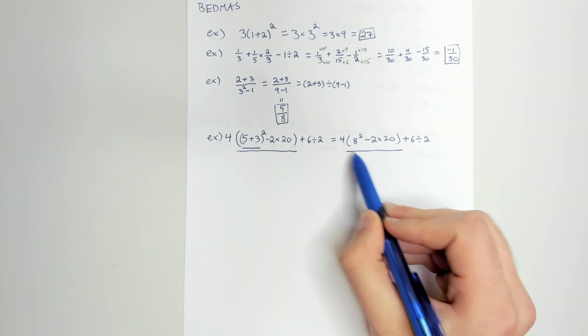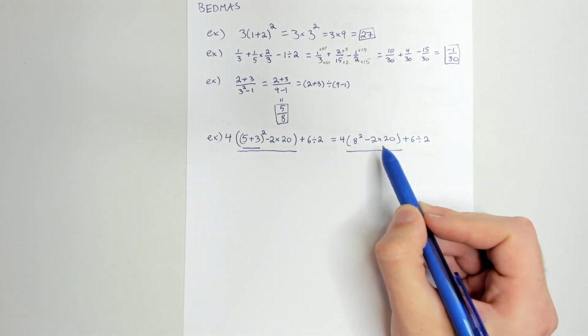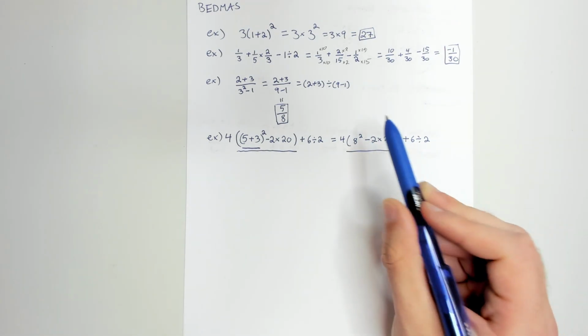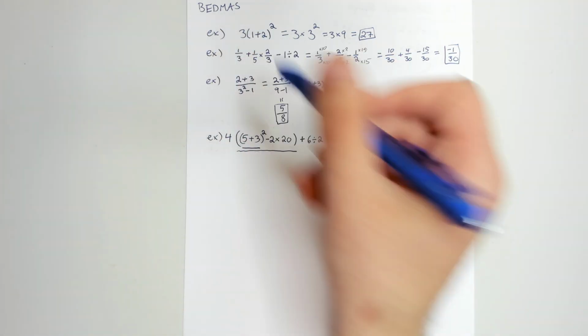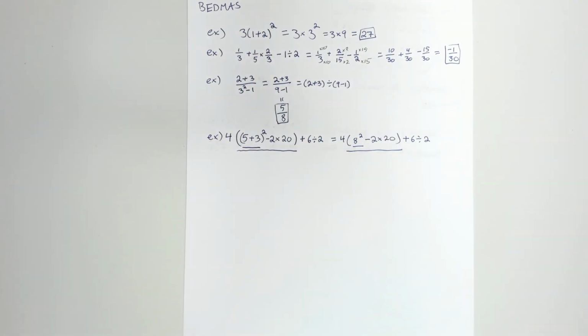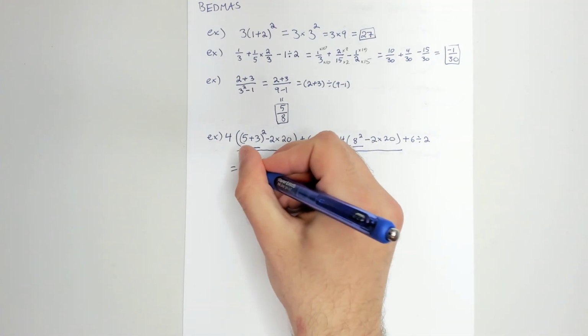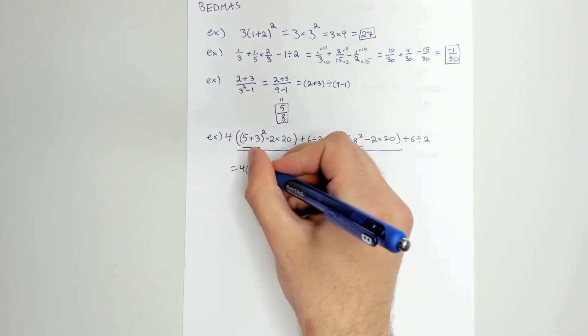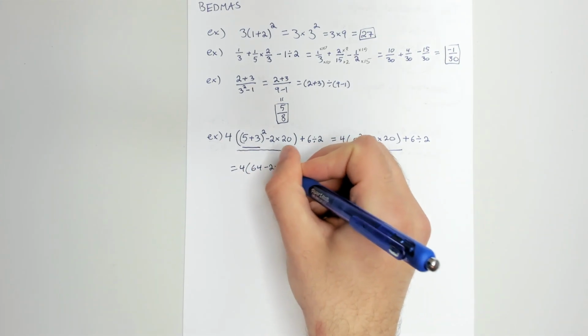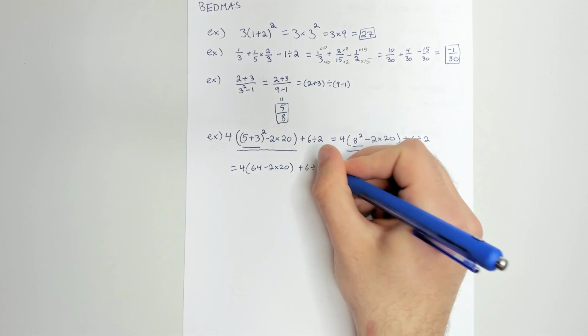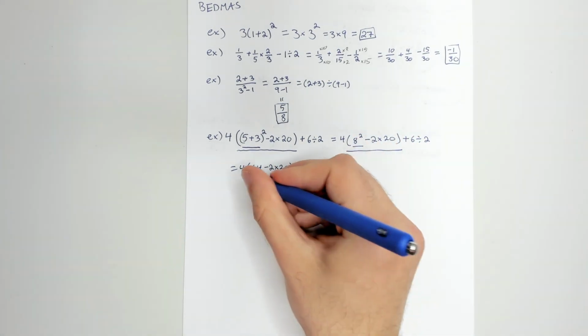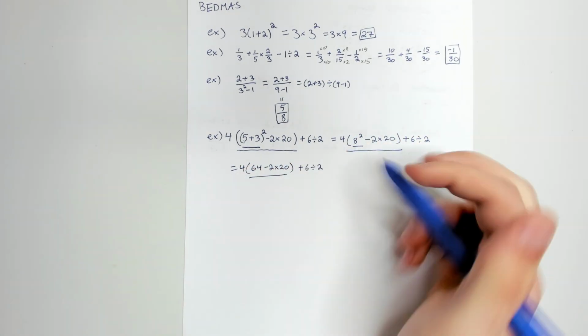So we're focusing on this again, and inside of it, what do we do first? Well, we have an exponent, we have a subtraction, and we have a multiplication. So just following BEDMAS, we do the exponent first. 8 squared, that's 8 times 8, which is 64. So what we end up getting is 64 minus 2 times 20 plus 6 divided by 2. Okay, so we still have the parentheses, but we're getting closer, right? It's getting smaller and smaller.